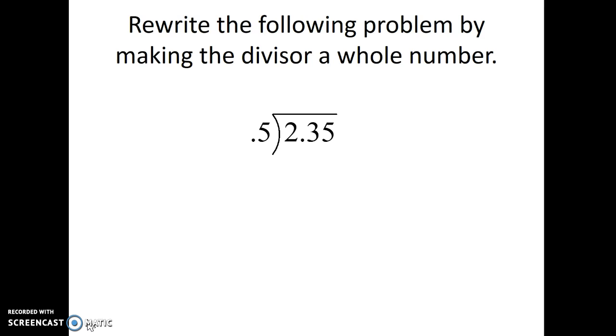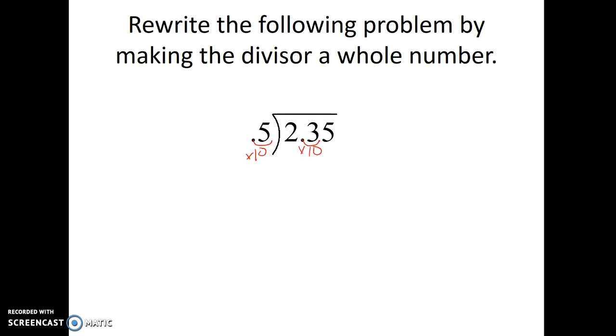Okay, so we're going to think back to what we did in the introduction video and in the last quadrant. And we noticed from the introduction video that if I were to do this division problem in a calculator, I would get the same answer as if I were to multiply both the divisor and the dividend by 10. Now, multiplying by 10 is helpful because it moves the decimal one place to the right, which makes my divisor a whole number. And that's a problem that I've seen before.